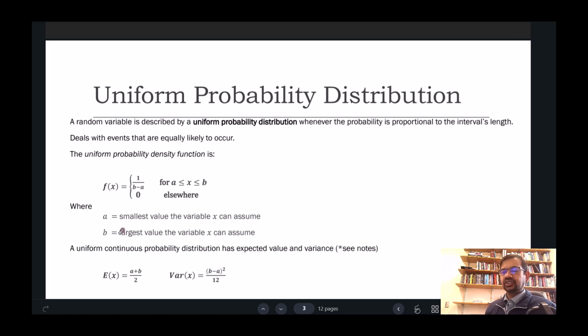So a is, as mentioned, the smallest value that x can assume, and b is the largest value x can assume. Given that a random variable follows the uniform probability distribution, the expected value, which is the mean, is given by (a plus b) over 2, and the variance is given by (b minus a) squared over 12. So the parameters or all the moments depend on a and b. a is the lower limit of the interval and b is the upper limit of the interval.